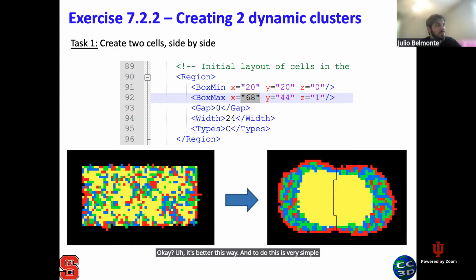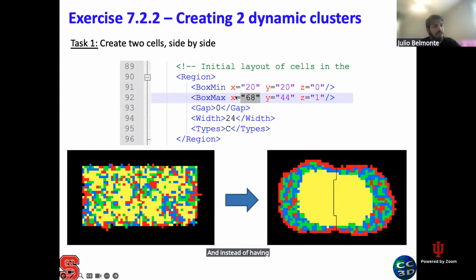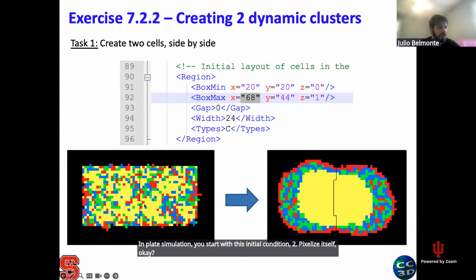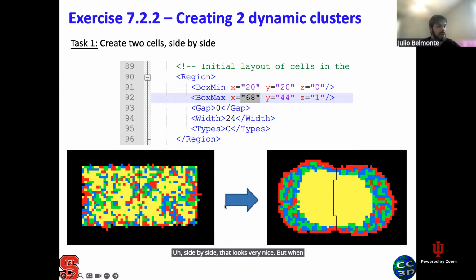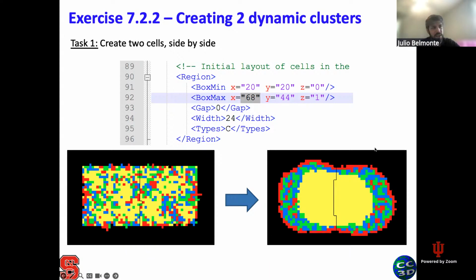You just go to the uniform initializer, and instead of 20 to 40 on the x coordinate, you make it 20 to 68, and now you should have two cells side by side. So if you do this, save, hit enter, and play the simulation, you start with this initial condition: two pixelized cells side by side. That looks very nice. But when you run the simulation, you may get something that looks like this. Did everybody get this kind of output? Yes? Okay.